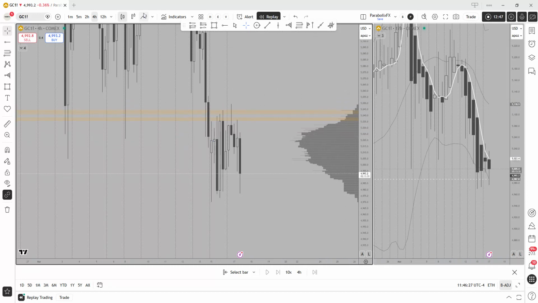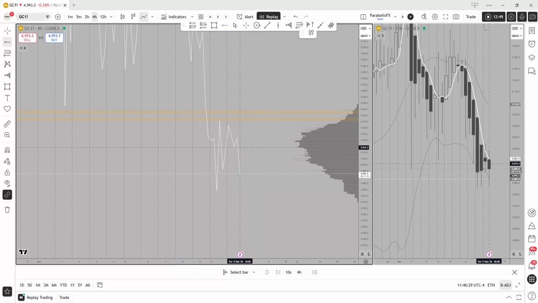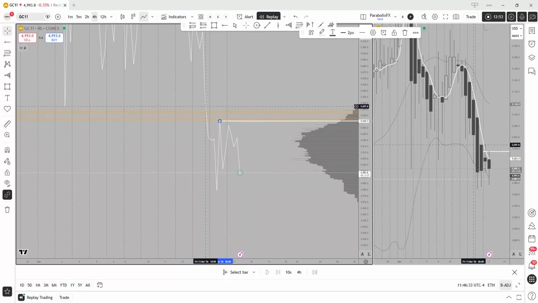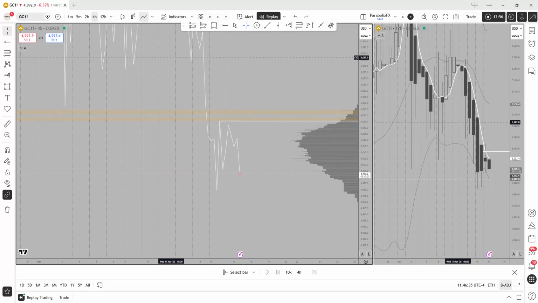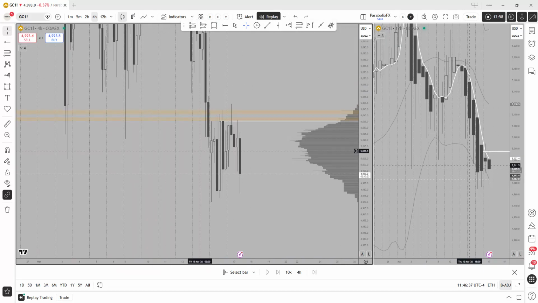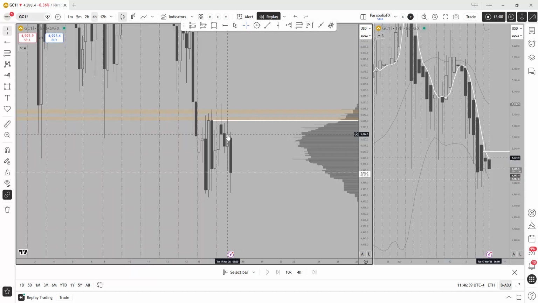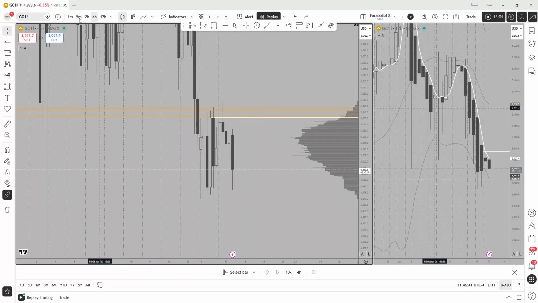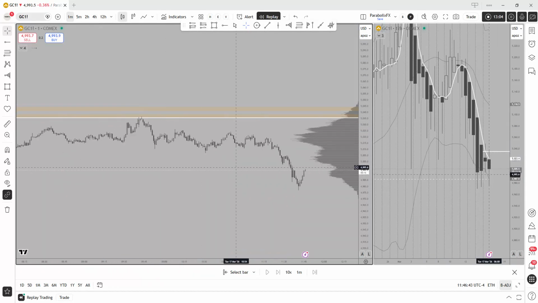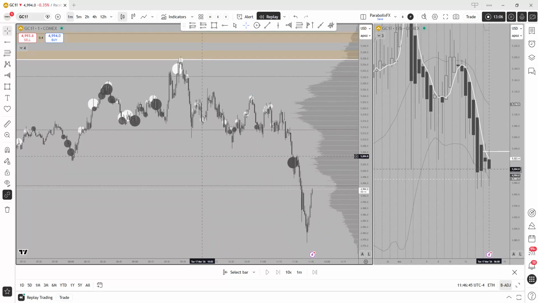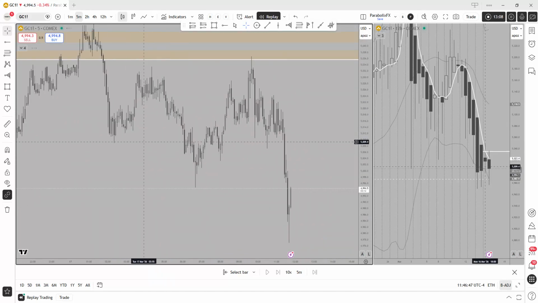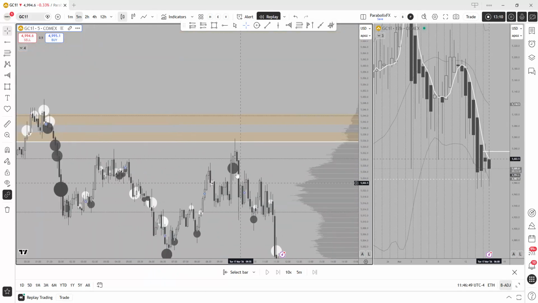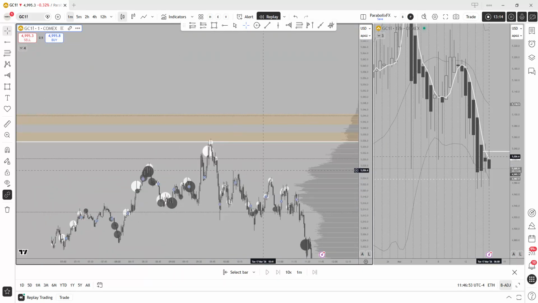Now, all I'm doing is I'm mapping it out according to SNR levels. So this is a very, very nice level. You can see the low volume node aligning with the SNR level. And so we can see their price taps. Let's go into the 1 minute. And check the 5 minute as well. You would have had a bigger stop loss. So the 1 minute is really nice to enter.